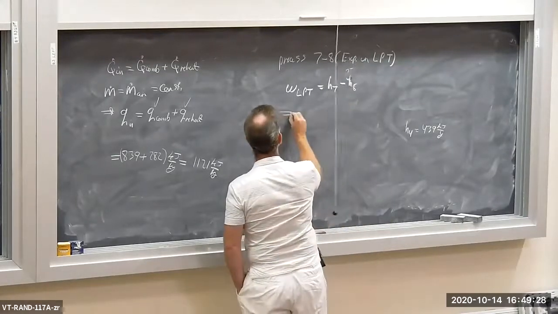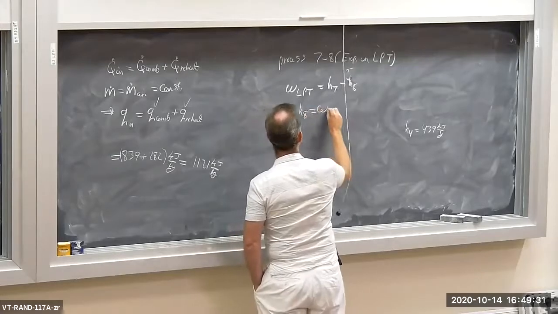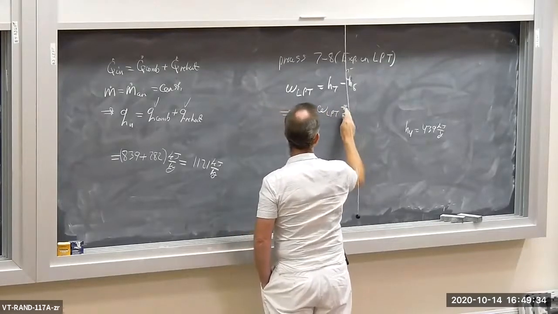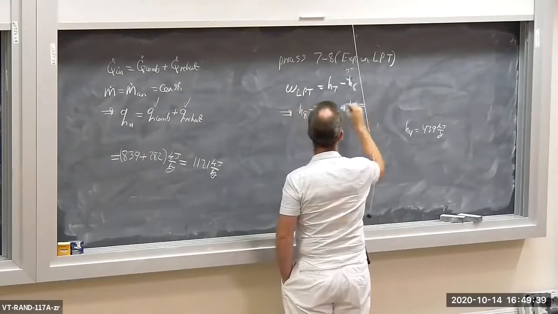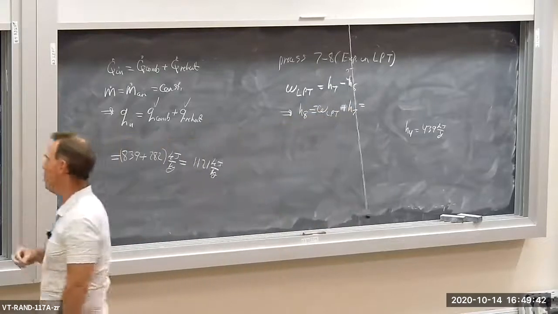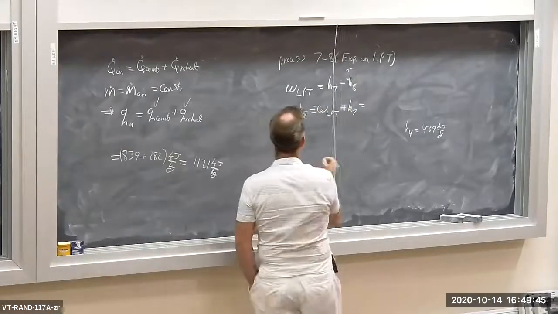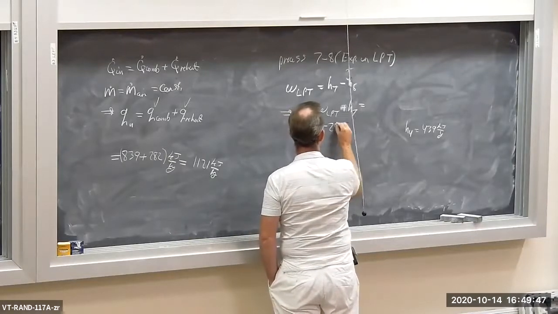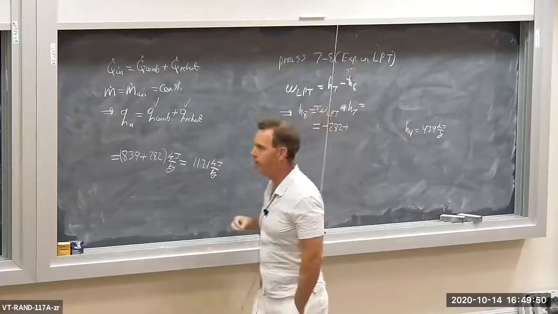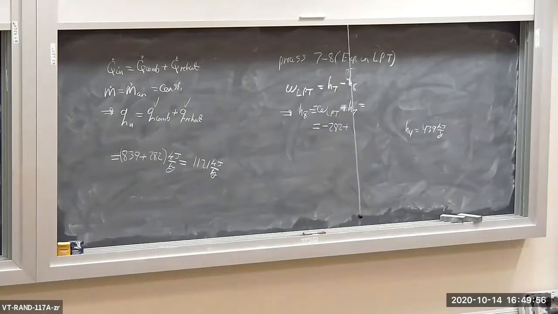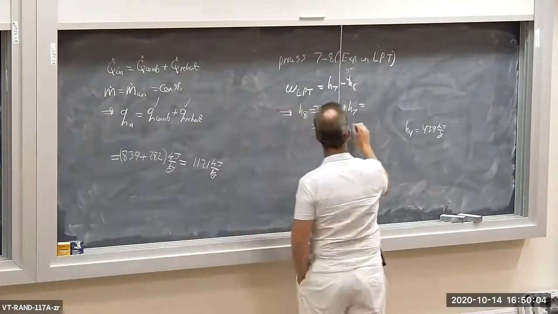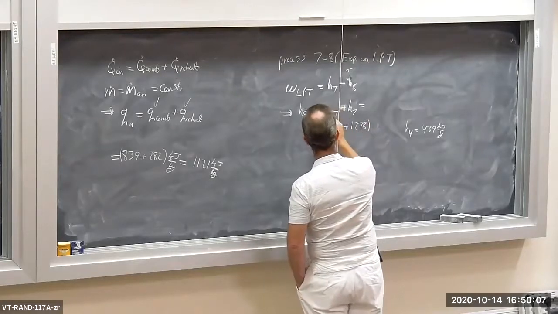H8 is equal to minus WLPT plus H7. I have WLPT, it's equal to 282. So this is equal to minus 282 plus H7, which is actually equal to H5. H5 I already had written down. That's the H5. I have it here somewhere. 1278 kilojoules per kilogram.